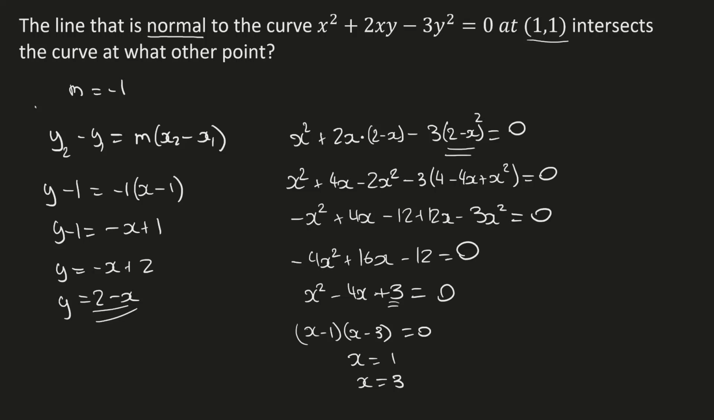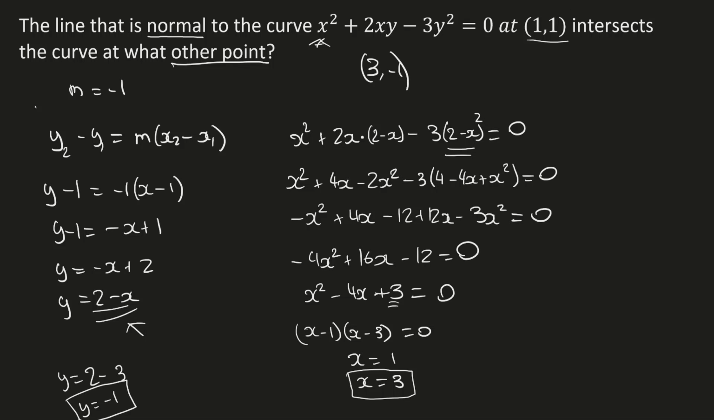But we already established the point where x is equal to 1. So let's use the point where x is equal to 3. You can plug it in the equation of the curve, but I prefer to use this equation because it's a lot simpler. So we have y equals 2 minus 3, so y is equal to negative 1 when x is 3. So now we have the x and y values of the other point on the curve. So that is going to be (3, minus 1). And that's our answer. Thank you.